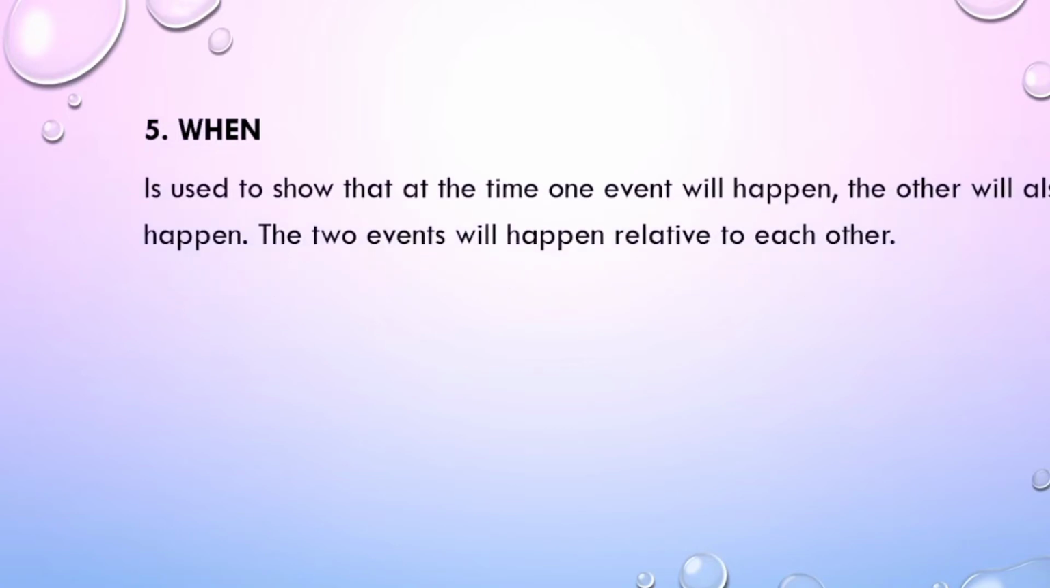"When" is used to show that at the time one event will happen, the other will also happen. The two events will happen relative to each other. Take note of this. It's very important. At the time one event will happen, the other one will happen. Not at the same time. Look at the examples, then you understand better here.